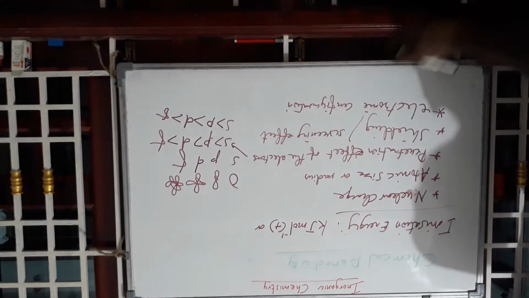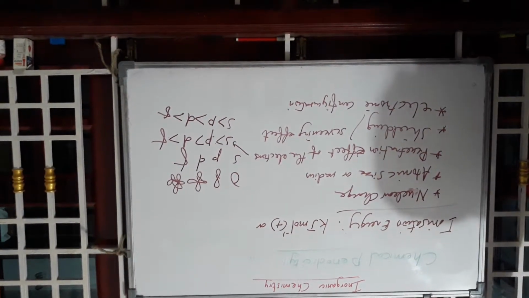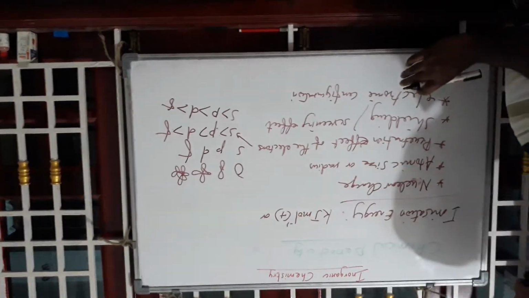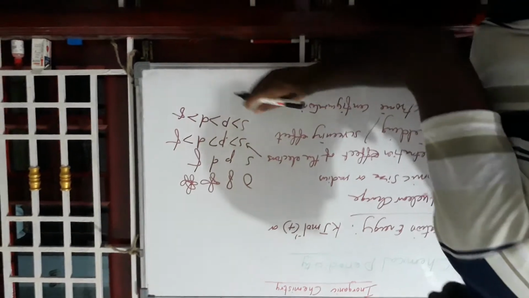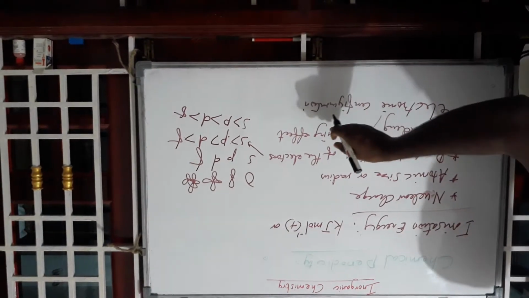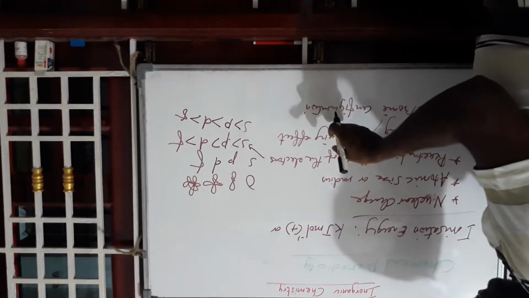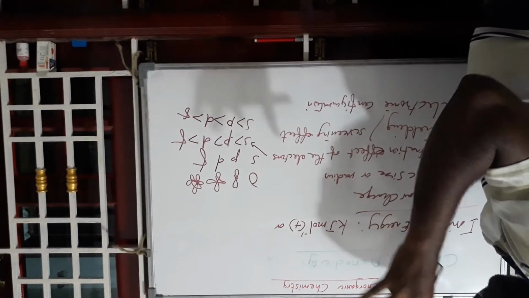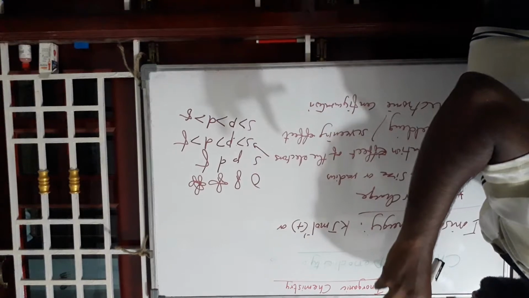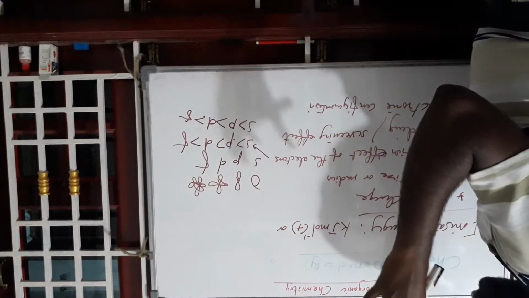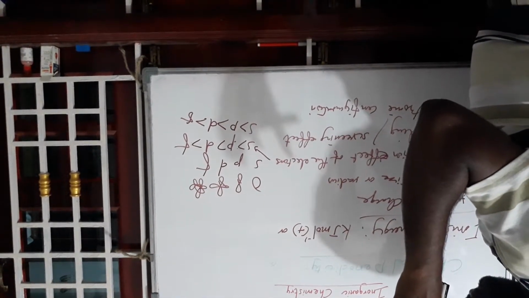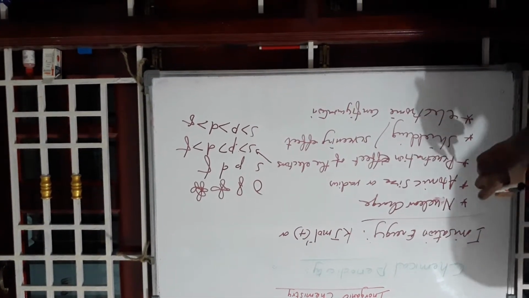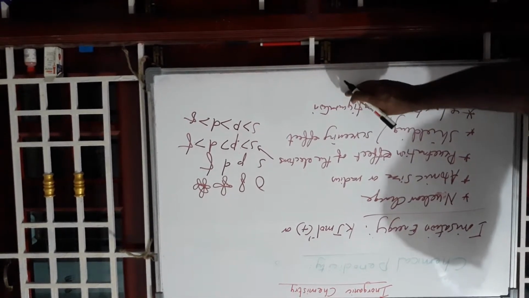As the shielding or penetration effect increases, the size of the atom also decreases, so ionization energy increases. Next is electronic configuration.